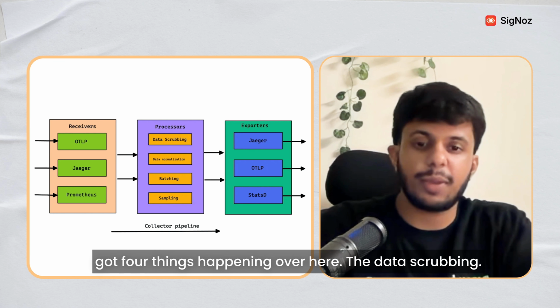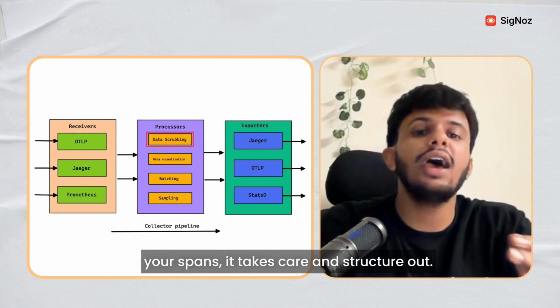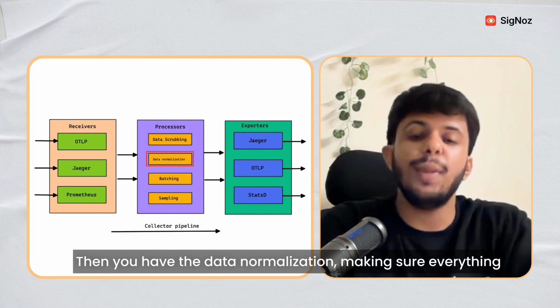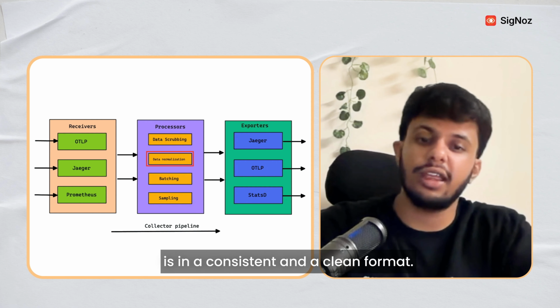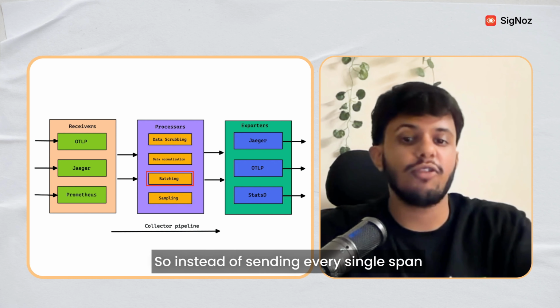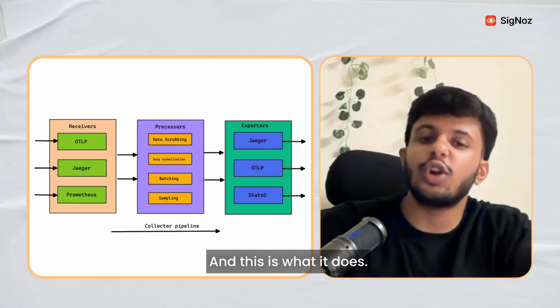You have got four things happening over here: the data scrubbing, and if you have any sensitive information sitting in your spans, it takes care of it and strips it out. Then you have the data normalization, making sure everything is in a consistent and clean format. Then you have the batching. So instead of sending every single span one by one, you can group them together and send them efficiently.